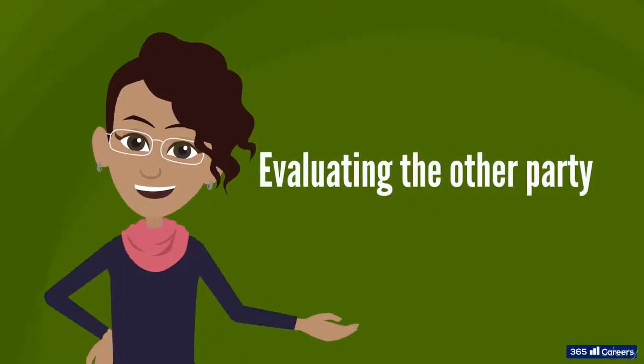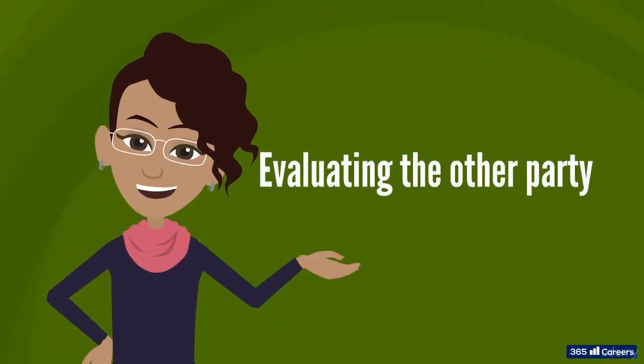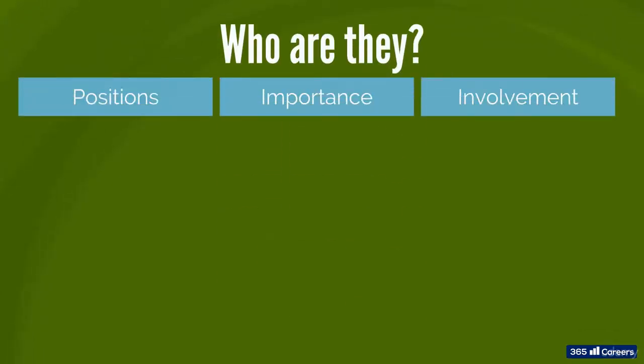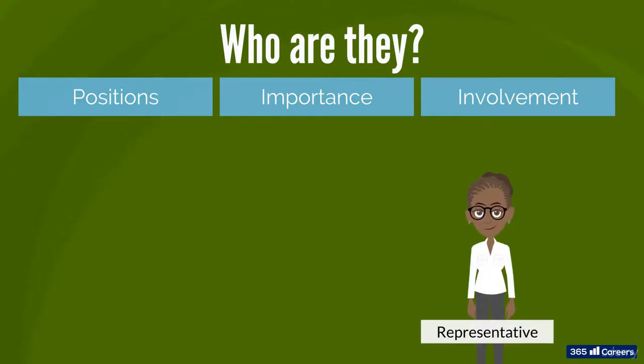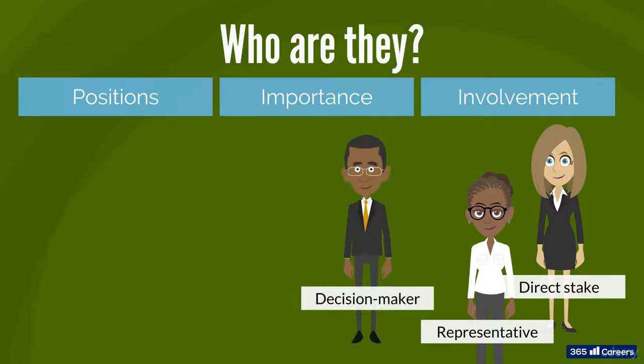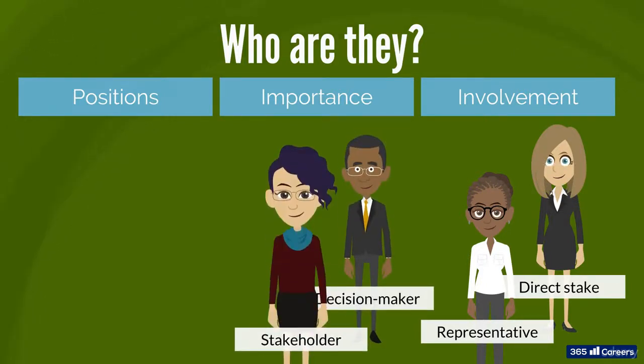Now that we've covered how to assess yourself and your position before entering negotiations, we can talk about evaluating the other party. There are 5 core things you must know about your opponents to be an effective negotiator. First, you must know who they are. Understand their positions, importance, and how they are involved. They might be a representative, or they could have a direct stake at the negotiations. If you can, try to learn who will be making the decisions and who the stakeholders are.